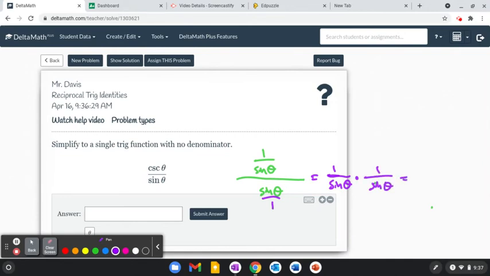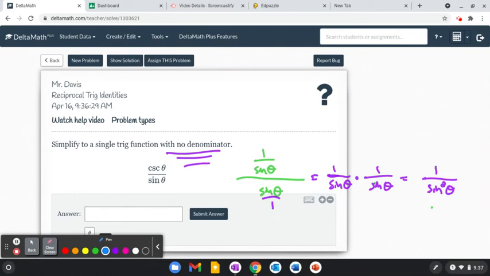Now don't just assume these are always going to cancel because you're going to see here they don't cancel in this case. So don't just assume they wipe each other out. And we get 1 over a sine theta times a sine theta is a sine squared theta. Okay? So we're not done yet, though, because we still have a denominator, and we have to have no denominator.